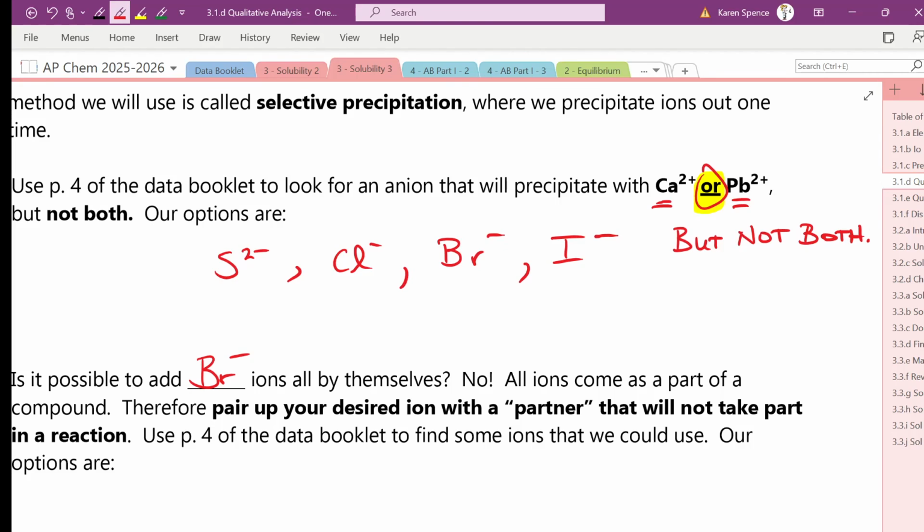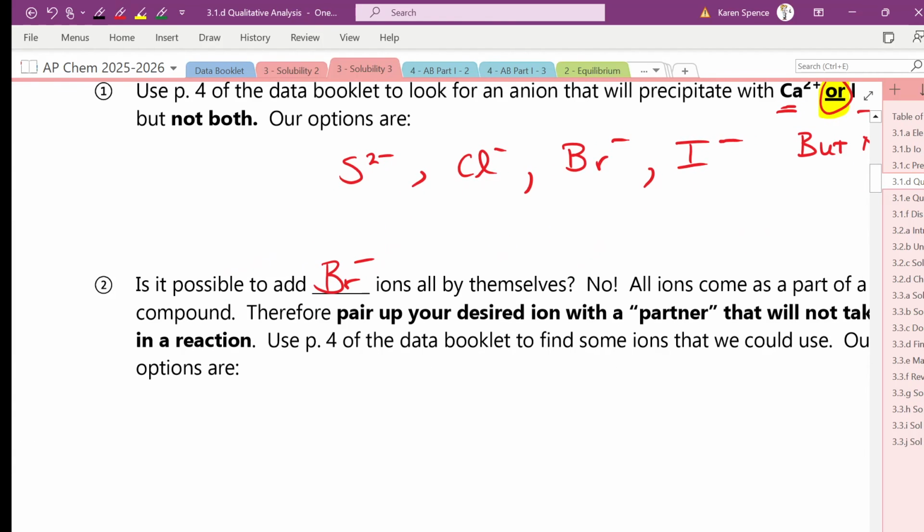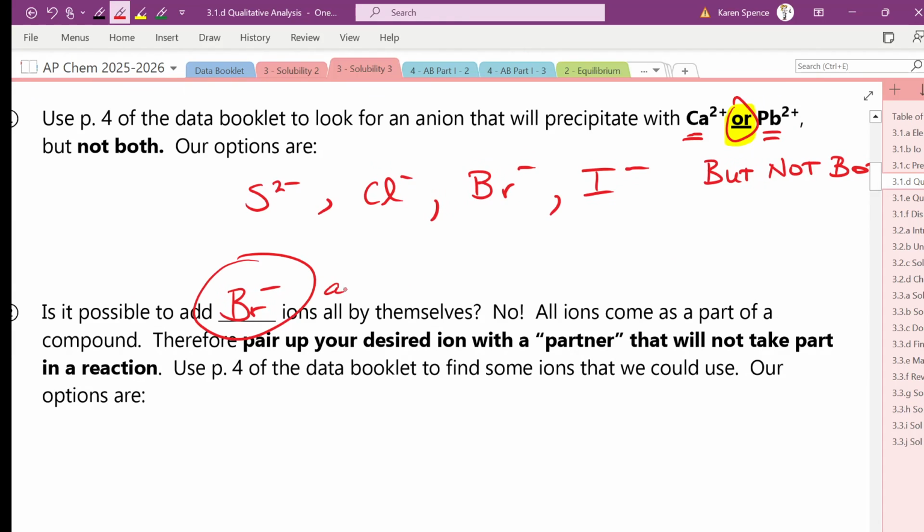What would happen if I tried to pack all those negative ions into a container by themselves? It would explode. So what do we need? We need a cation. So every ion that you want to add is going to need a partner. And if this is an anion, then the partner must be a what? Cation.